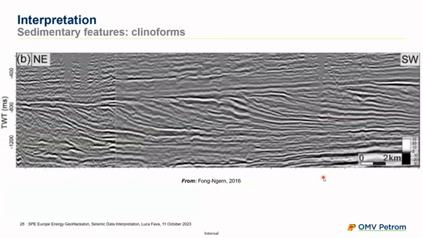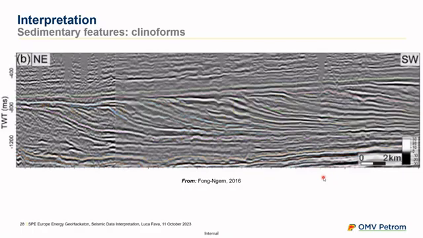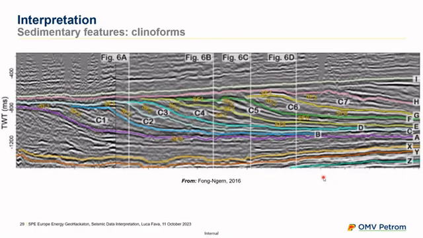This is an example of clinoforms. So when you have a delta that is prograding, so it's moving into the sea, you have this very characteristic deposition and these very characteristic geometries. Again, we are picking geometries in this case, right?